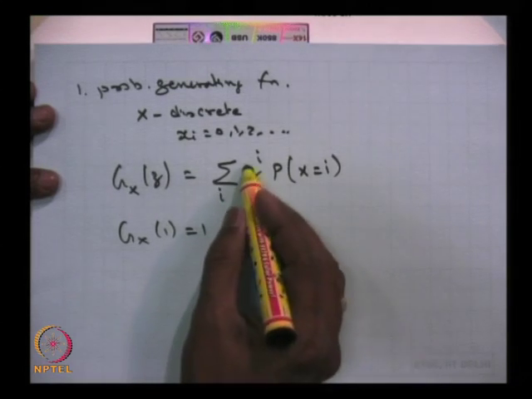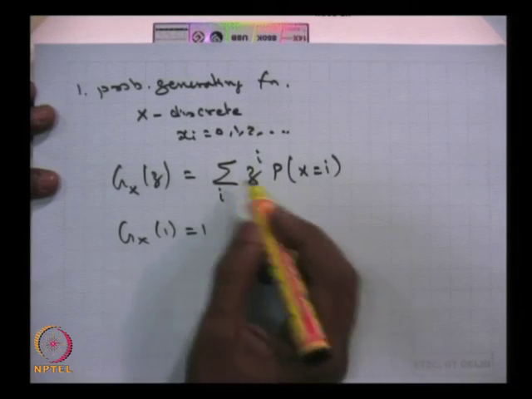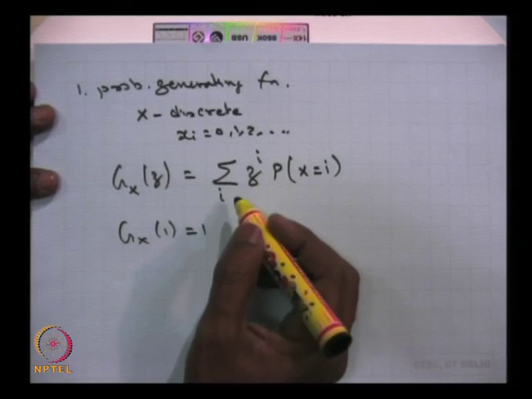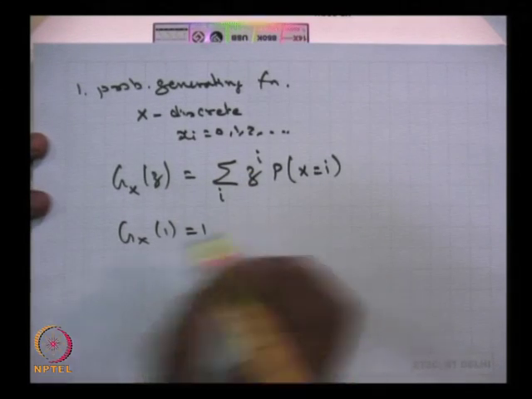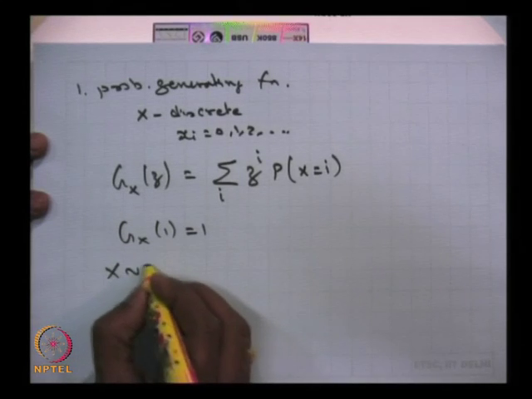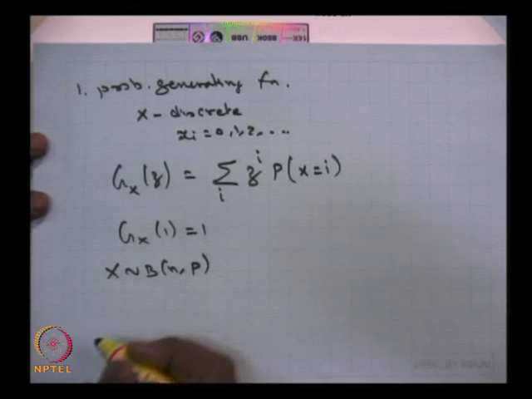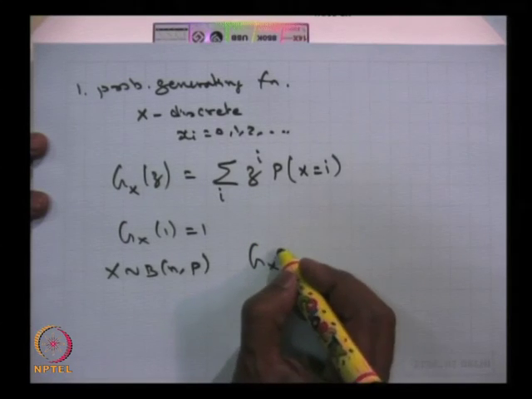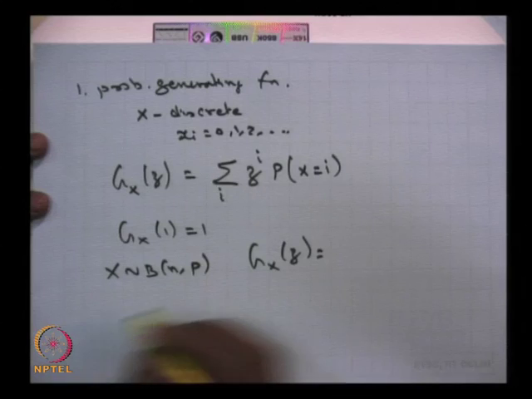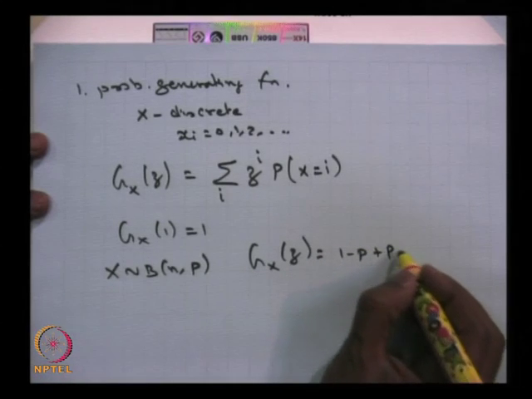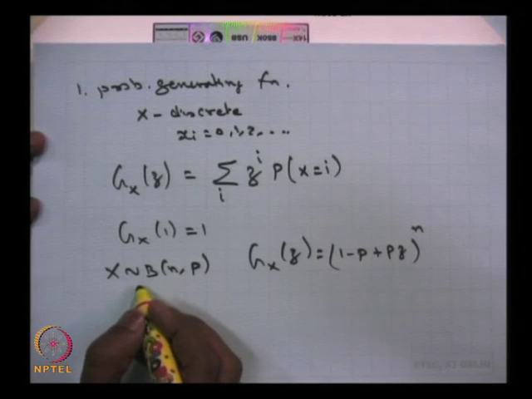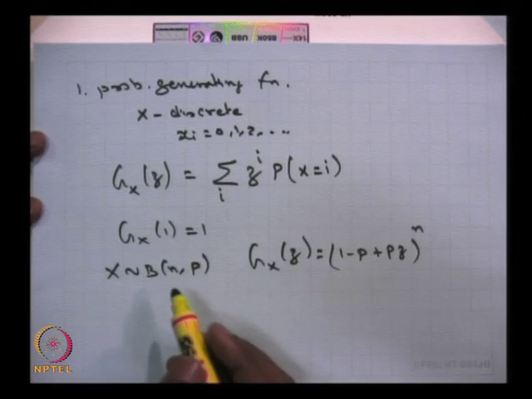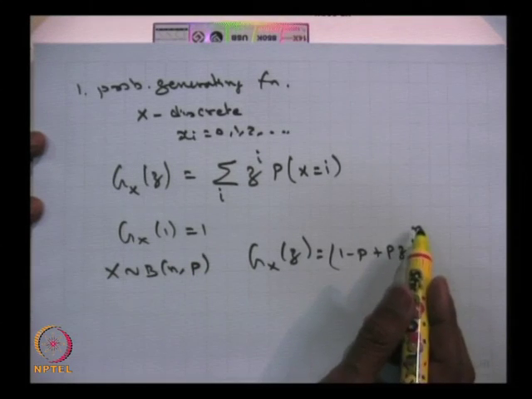And since it is z power i, by differentiating you can get an easy formula, a relation between the moment of order n and the nth derivative of the probability generating function, substituting z equal to 1. Suppose x is a binomial distribution with parameters n and p, then the probability generating function for x is going to be (1 minus p plus p times z) power n, because the binomial distribution has possible values 0 to n. Therefore, you will get a polynomial of degree n.